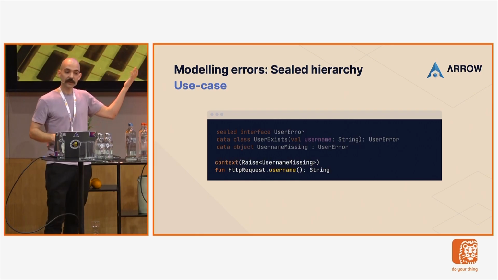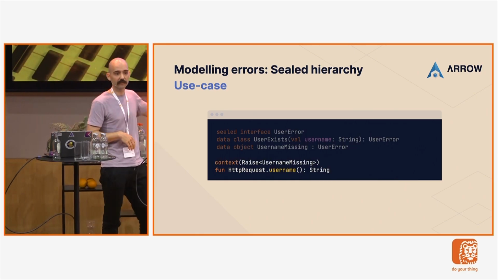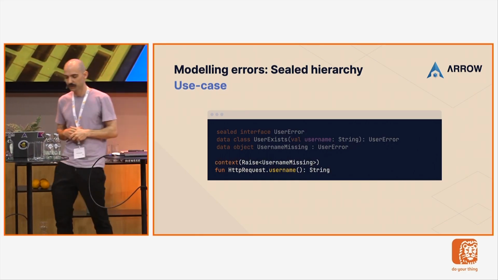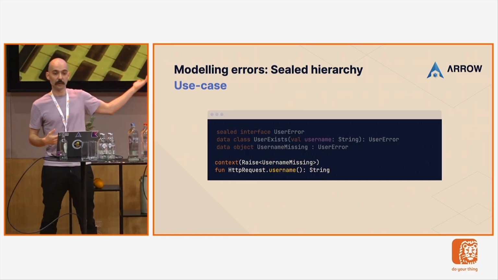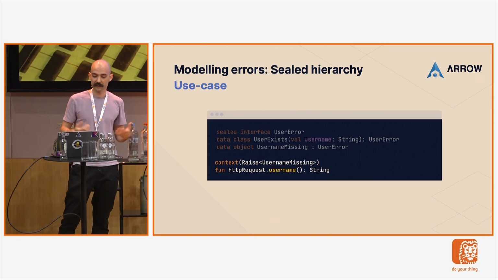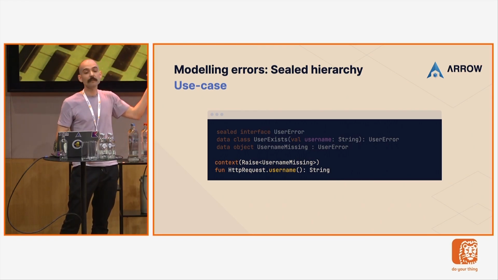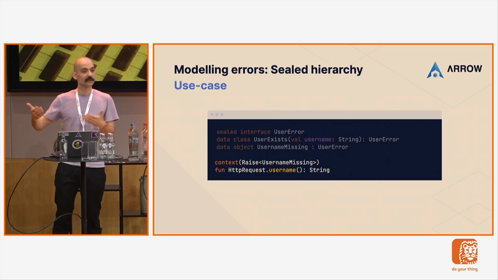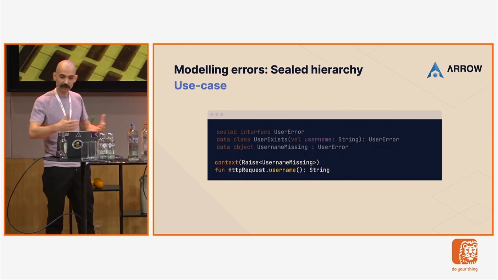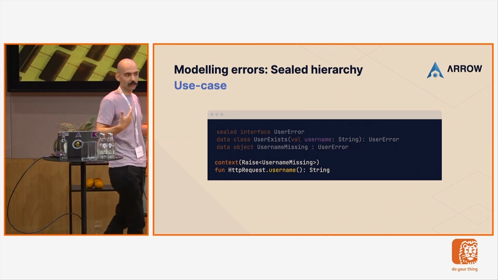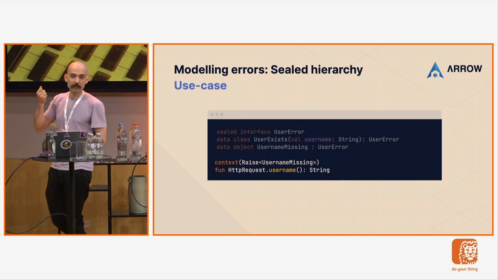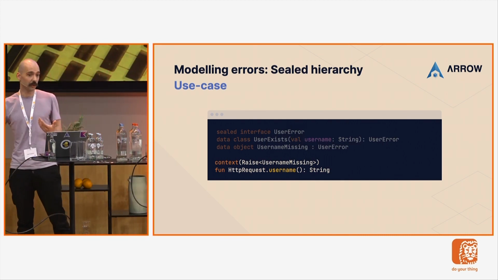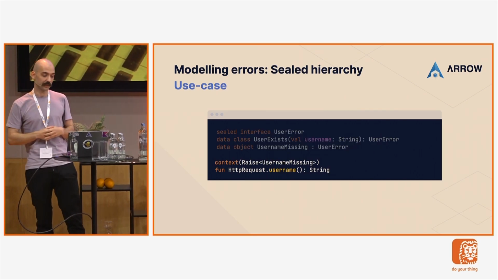And that function could look like this. I've omitted the function body because it's not important here. But I've created an extension function on HTTP request such that we get elegant syntax. And I've constrained my function so that it can also raise a username missing, right? So inside of our function body, it's not too hard to imagine. We're going to attempt to get the username from the parameters. In the case it's not present, we're going to raise the username missing error.